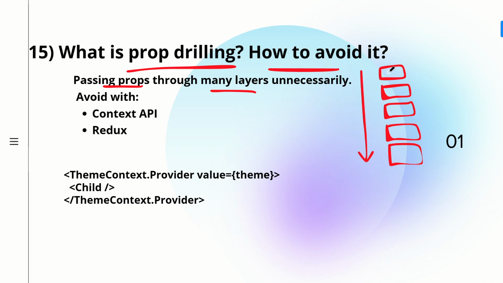So this is parent and this is child. Now again, this is parent to this child, this is parent to this child, and this is parent to this child. So this is how our hierarchy is working. Let us suppose that we have one data called count, and we have stored it here, but I want to show it here, I want to show it in the last component.